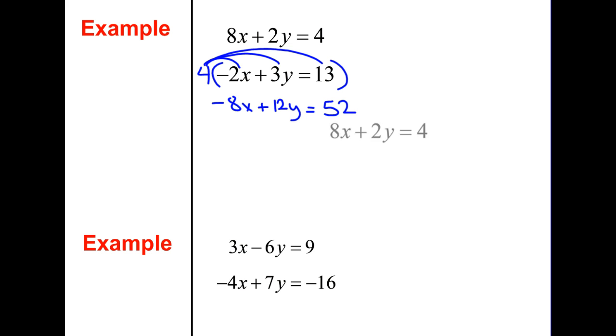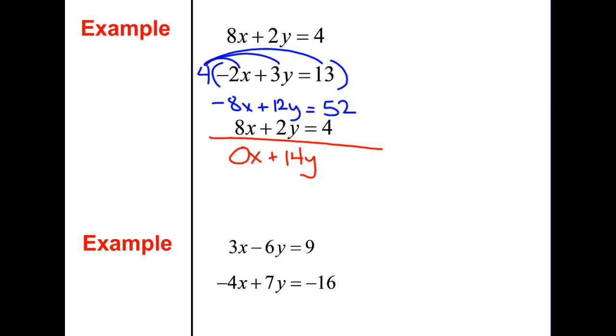Now I'm going to take that first equation back down here. And notice, if I add those two equations together, negative 8x plus 8x is 0x, 12y plus 2y is 14y, and 52 plus 4 equals 56. Now you can see the x is gone. It canceled out, so I eliminated the x's, which is what we want to do. Now we solve for the y. Simply divide by 14, divide by 14, and we get y equals 4.